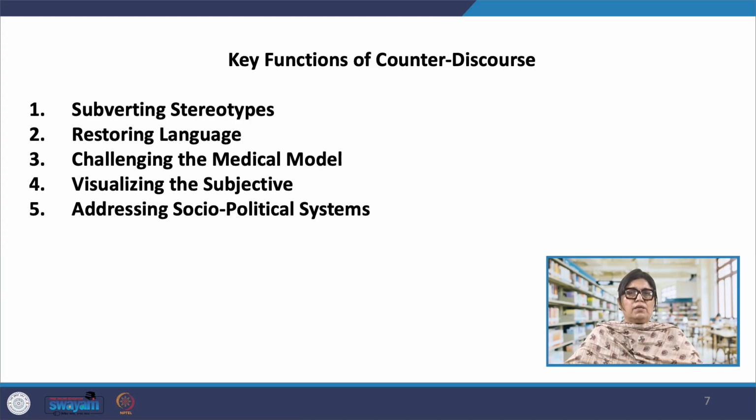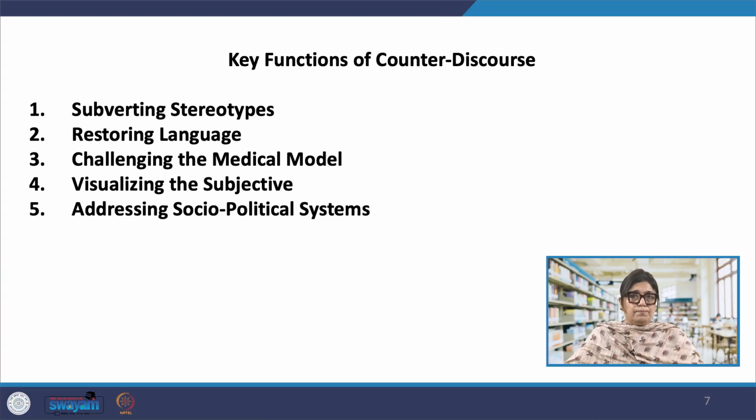Graphic illness memoirs, such as those focusing on mental health, critique normative behaviors and challenge depictions of patients as violent and imbecile, often found in popular media. Restoring language. These narratives restore the language of illness to the sufferer, allowing them to define their own truths rather than relying on the rigid, linear structures of medical dogma.